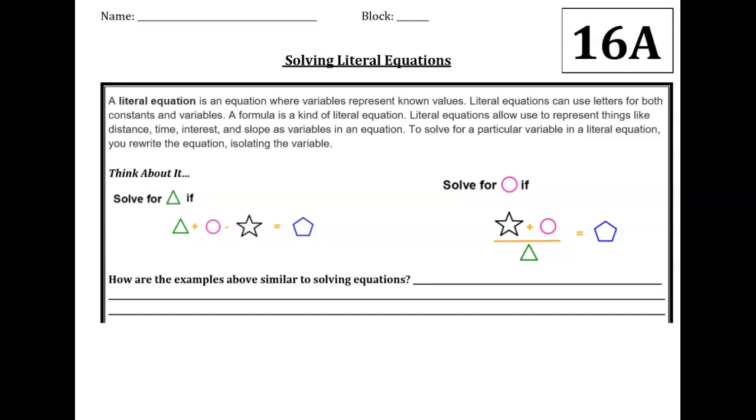A literal equation is an equation where variables represent known values. Literal equations can use letters for both constants and variables, and a formula is a kind of literal equation.